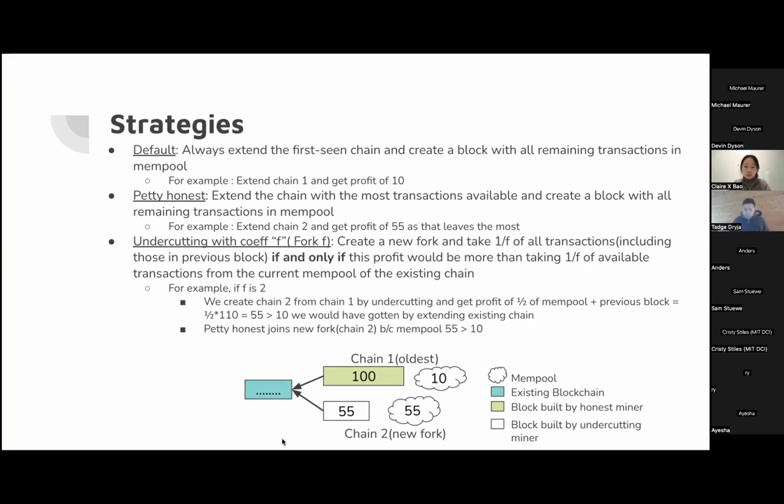So for example, in this graphic we have here, the default miner would take the oldest chain, which is chain 1, and build a block from the 10 transactions remaining in the mempool.